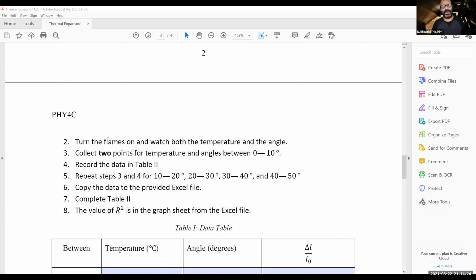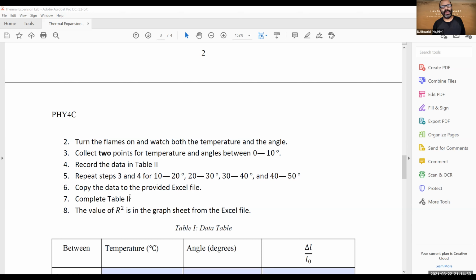Then repeat the steps. Do the same reading between 10 and 20, 20 and 30, 30 and 40, and 40 and 50. So at the end, you have a total of 10 points, because between each range, there are 2 readings. Between 0 and 10, there are 2, plus 2, 4, plus 2, 6, plus 2, 8, plus 2, that's 10 points. And copy the data to the Excel file.